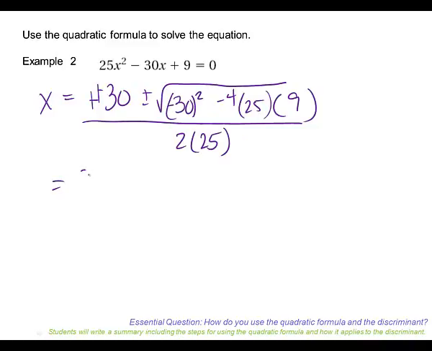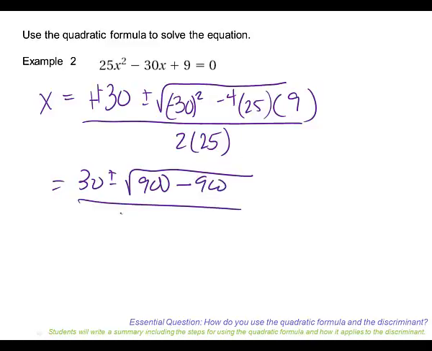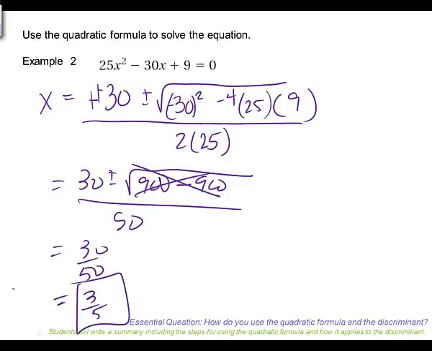25. All right, so we've got 30 plus or minus. We already said that this is going to be 900, minus, what's this thing right here turn out to be? 900 again, all over what? 50. What's 900 minus 900? That's going to go away. I've got 30 over 50, or what? 3 over 5.